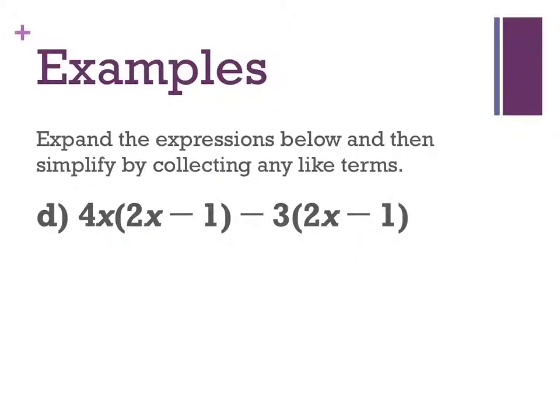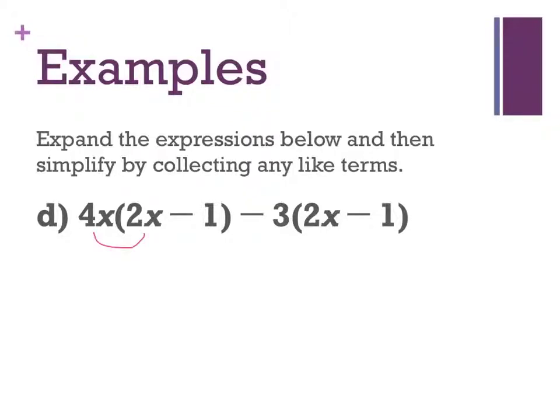Okay, finally, the last one. Let's have a look. We've got some negative numbers in here. Okay, so 4x brackets 2x minus 1, subtract 3 brackets 2x, subtract 1. Now, I've got whole lots of stuff going on here. So let's deal with the first bit first. Take it step by step.